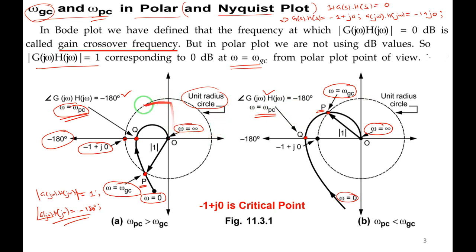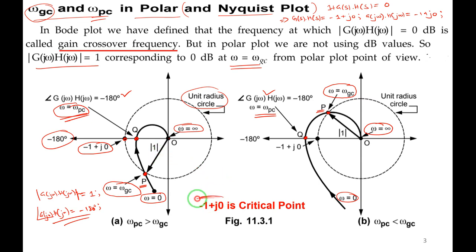Gain crossover frequency: draw the unit circle. The intersection of the unit circle and the polar plot will give me the gain crossover frequency at point P. And the intersection of the polar plot with the negative real axis, this is the negative real axis, right? They will give me the point Q, that is the phase crossover frequency. That's all, right? Two statements I have made. If any doubts, please unmute at any point and ask me so that I can clarify your doubts.